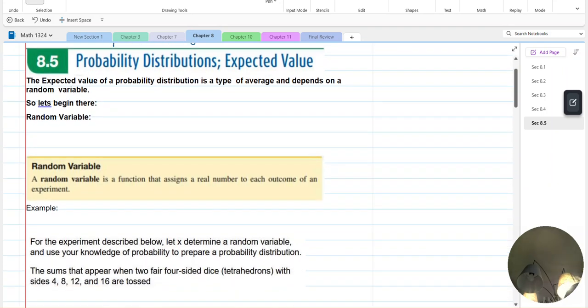Probability distributions and expected value. So now we're talking about conditions that create individual sample spaces and their probability all equal to 1. So remember, all probability is 1 when working with one set of data.